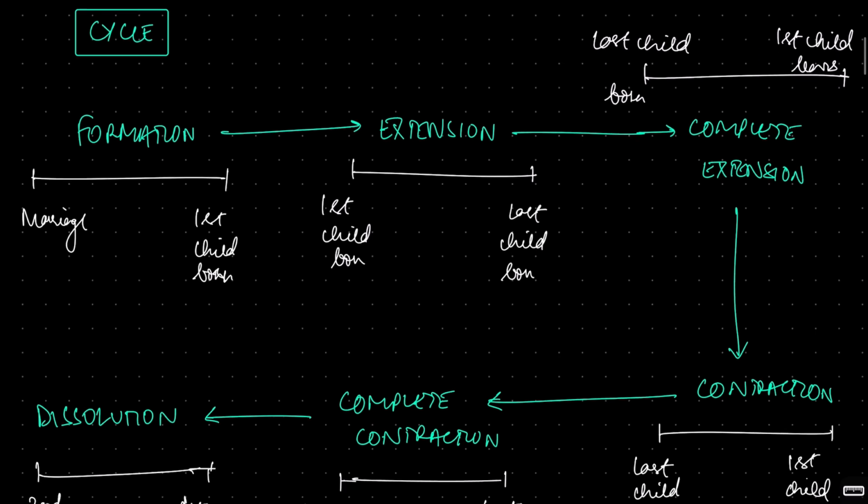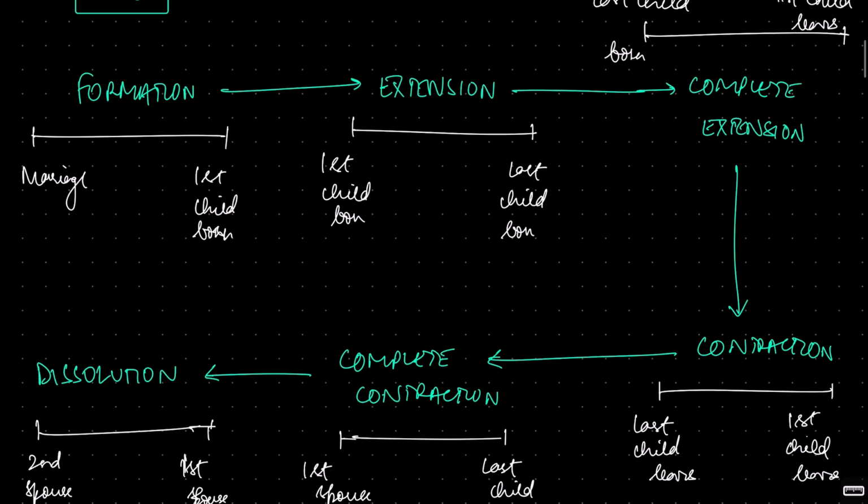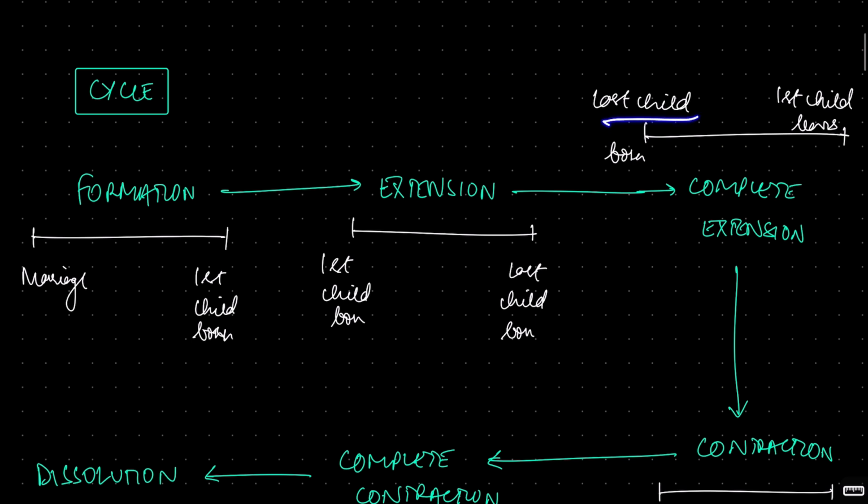Family cycle basically starts with marriage. From marriage till the first child being born is known as formation. From the first child being born till the last child, it could be the second child, the third child, fourth child, whatever it is, that is known as extension. From the last child being born till the first child leaving the house, that is complete extension. Understood? Last child being born till the first child leaving the house.